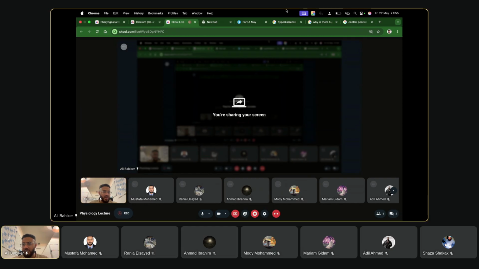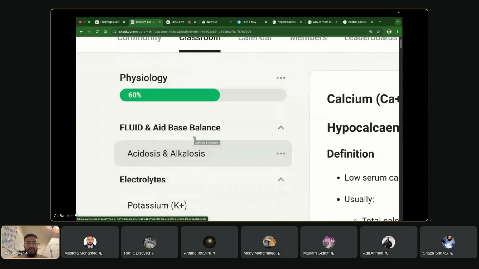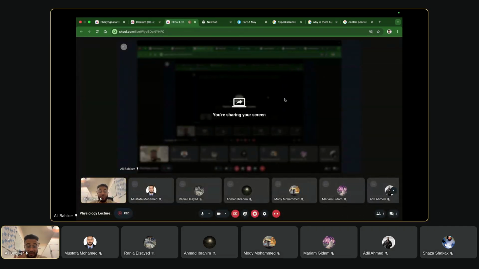Oh, 2 hours already, man. No, not 2 hours. Sorry, 1 hour and a half. So we'll finish maximum in 2 hours. So we have half an hour. We will come tackle the SIADH, the magnesium, the calcium, and the phosphate and chloride. Okay. So you have half an hour break. Not half an hour, 5 minutes break.